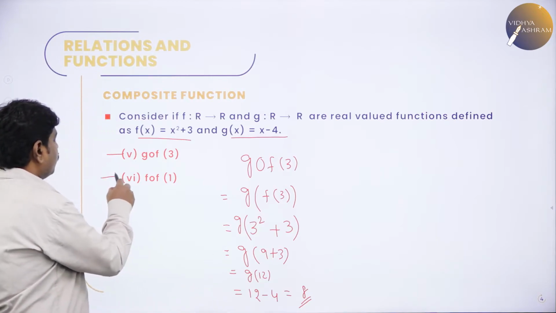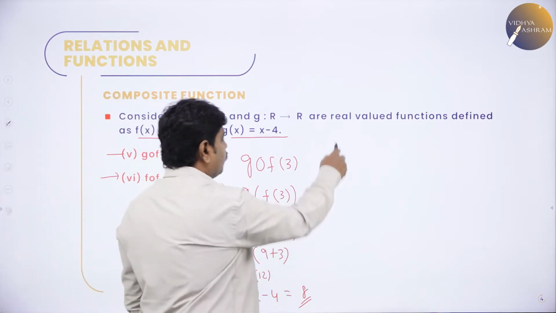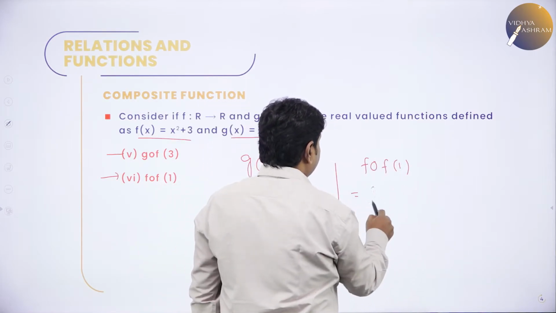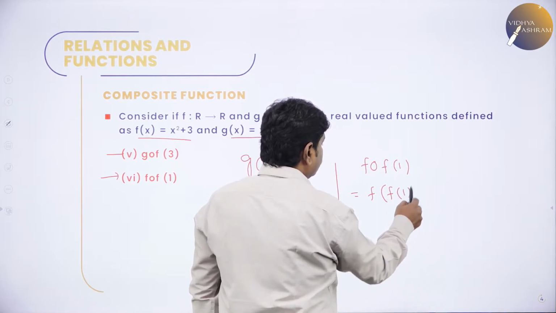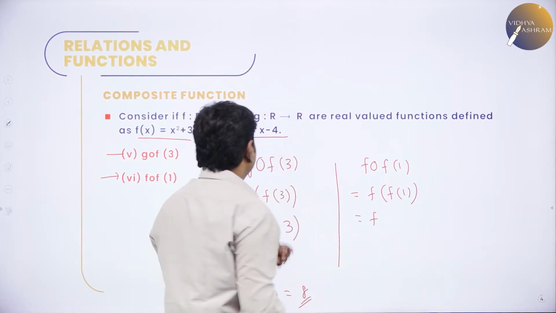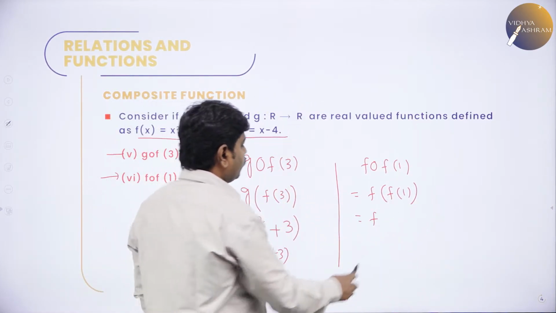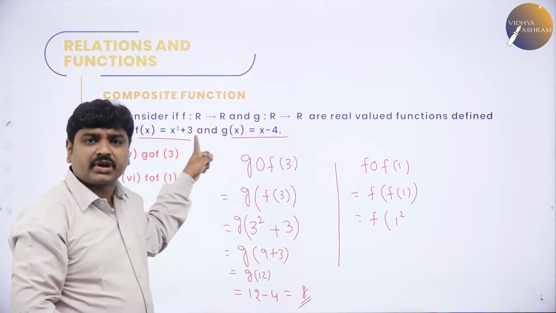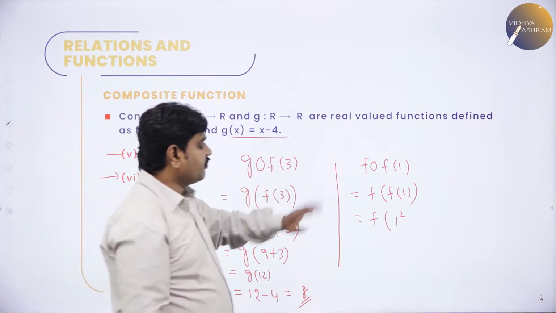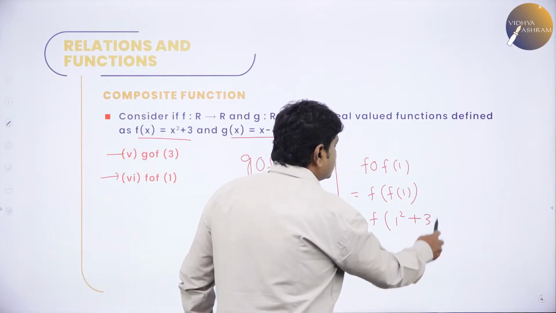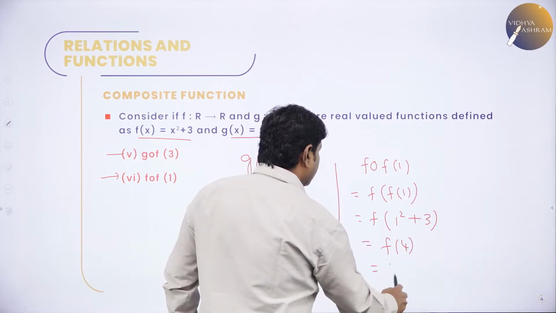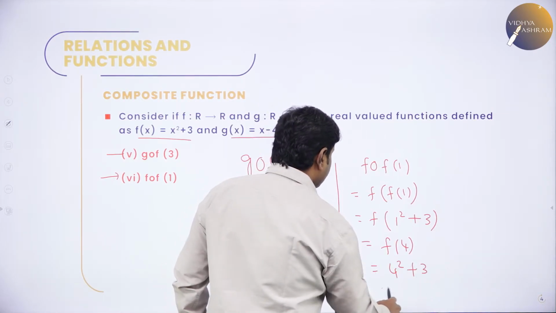Then go to what? FOF 1. So now we will find f of 1. So first find f of 1. What is f of 1? F of x is x square plus 3. F of 1 will become 1 square plus 3. What is 1 square? 1. 1 plus 3, 4. F of 4. Now again f of 4 is what? 4 square plus 3. 16 plus 3.